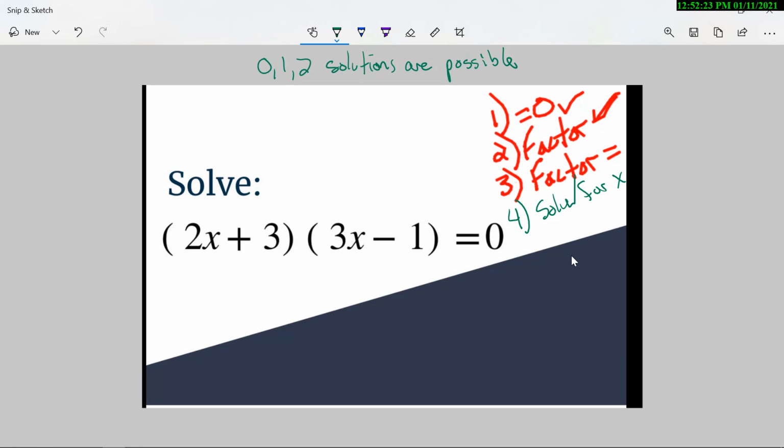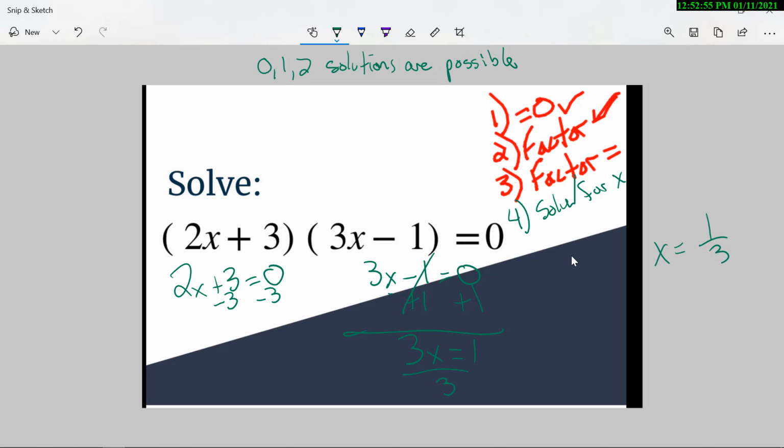So again, equals 0, good. Factors, good. Factor equals 0, so 2x plus 3 equals 0, and 3x minus 1 equals 0. So the second one, we add 1. The 1's cancel out. We get 3x equals 1, divide by 3, and x equals 1/3. Please don't give me 0.3 repeated. Unless you can write out all of the 3's, I don't want a decimal.